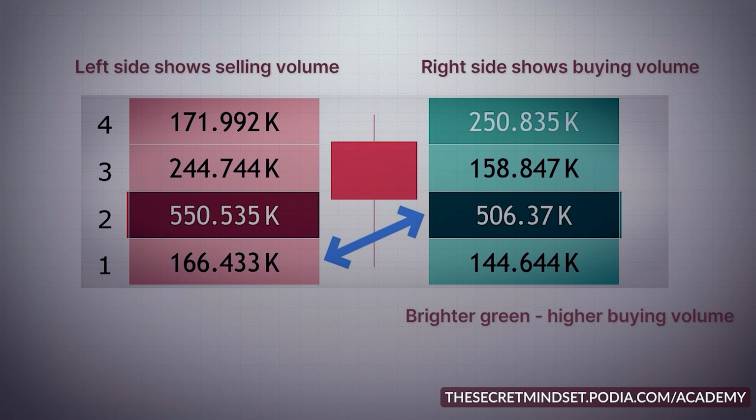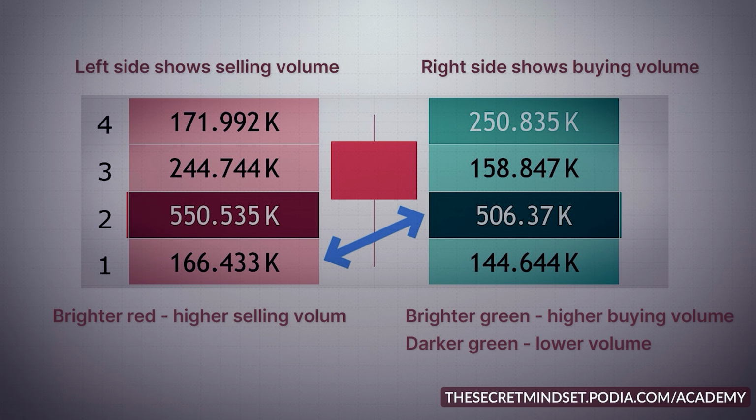Color intensity matters on footprint charts. On the buy side, on the right, brighter green means higher buying volume, while darker green shows lower volume. On the sell side, on the left, brighter red indicates higher selling volume, and darker red shows lower volume.